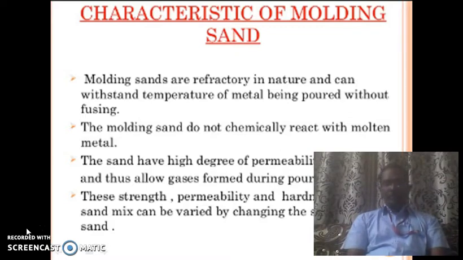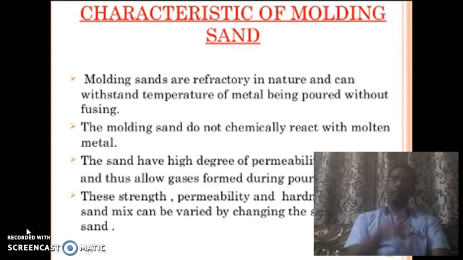The third point is that sand has a high degree of permeability. Permeability is also called porosity. That is the ability of the sand. When a hot molten metal is poured into the mold cavity, sand allows the hot gases to escape from the mold cavity. If these hot gases are not escaping out of the mold cavity, what will happen?